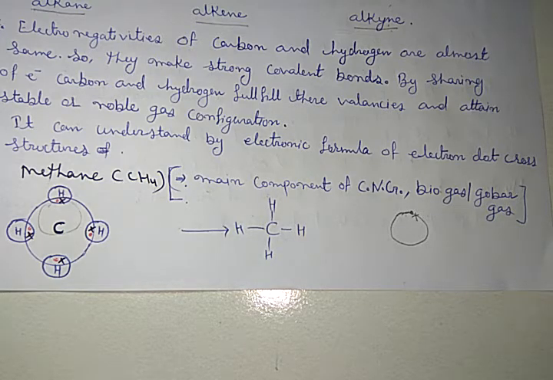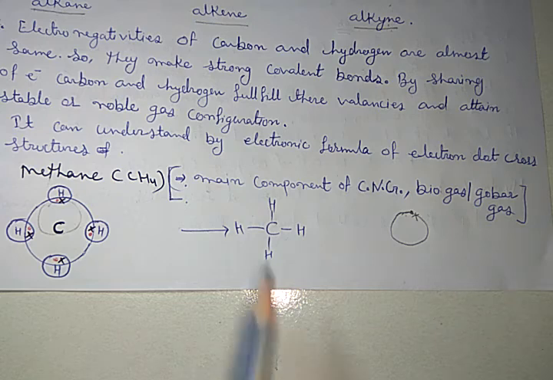Now here we discuss some electron dot structures and try to understand how the atoms attain stability or fulfill their outermost shells, or we can also say how they combine with each other. I am first considering the example of methane.